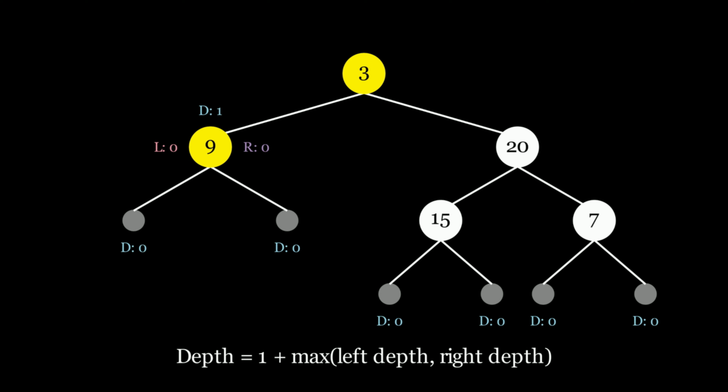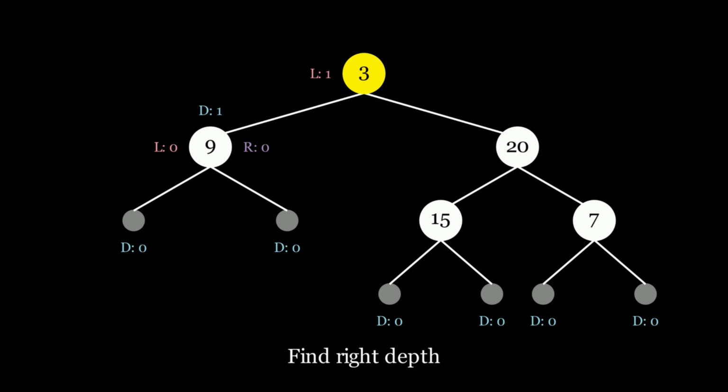And that's what gets returned back to node 3 as the left depth. So let's update that at 3 to 1. This is the result we got back from 9. Now we still need to find the right depth, right? This is why this is a post-order traversal. Even though we're scanning node 3, we really scan the left and right subchildren first. So now let's go to node 20 to find the right depth.